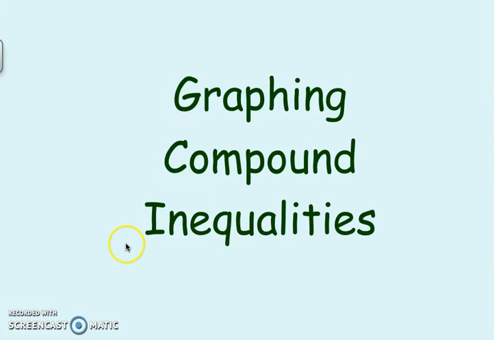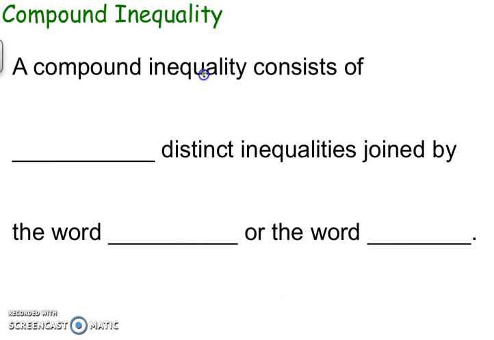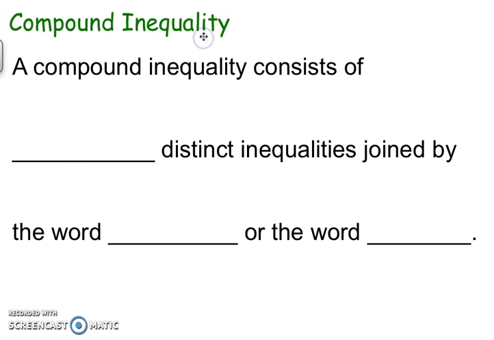Okay, so here is a video on graphing compound inequalities. If you look at the next page in your notes, it says a compound inequality consists of blank distinct inequalities. So compound inequalities are just inequalities, but there are going to be two of them, joined by the word "and" or the word "or."